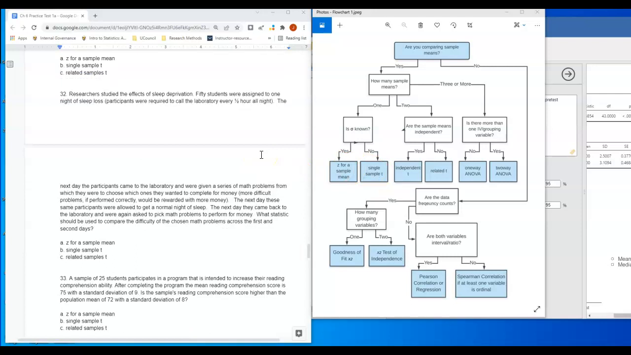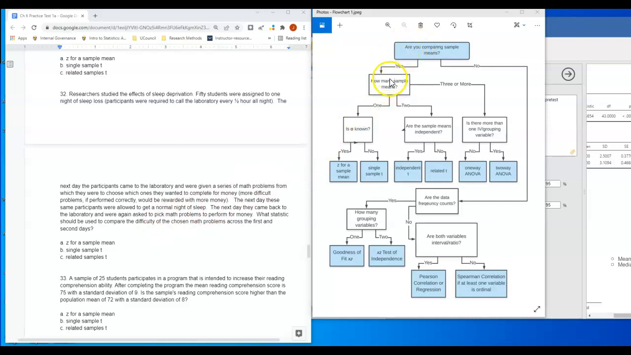Number 32, researchers studied the effects of sleep deprivation. 50 students were assigned to 1 night of sleep loss. And the next day, the participants came to the laboratory and were given a series of math problems from which they chose which ones they wanted to complete for money. More difficult problems, if performed correctly, would be rewarded with more money. The next day, these same participants were allowed to get a normal night of sleep. The next day, they came back to the laboratory and were again asked to pick math problems to perform for money. What statistic should be used to compare the difficulty of the chosen math problems across the first and second days? So the first question we have is, are we comparing sample means?